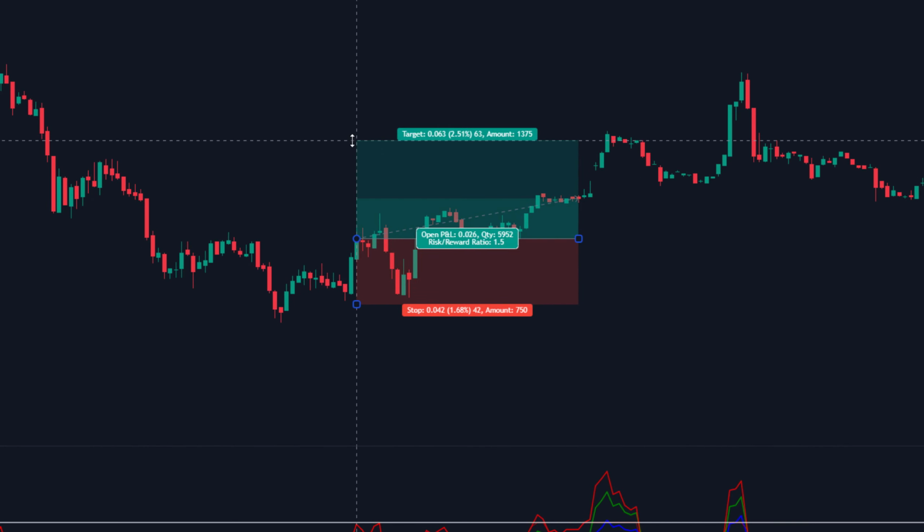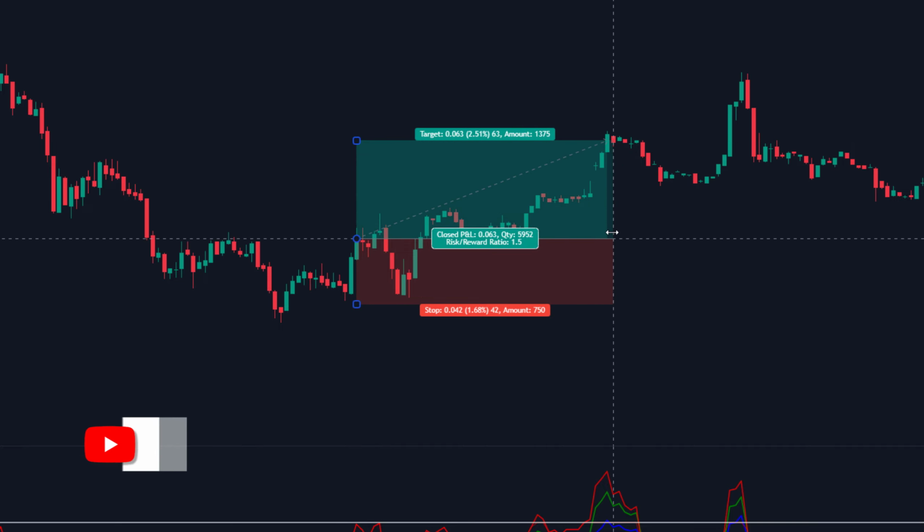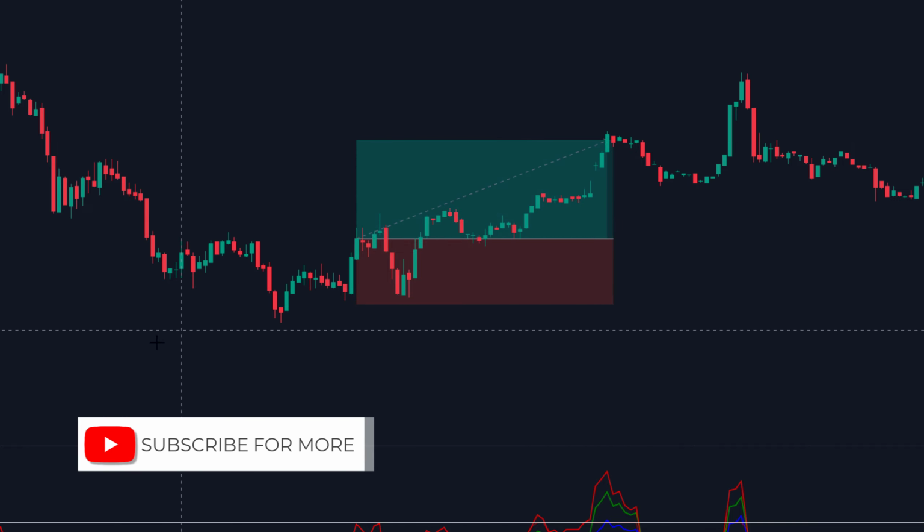This is a really easy to use strategy when you're scalping on the 5-minute chart, and I hope you can make a good use of it.